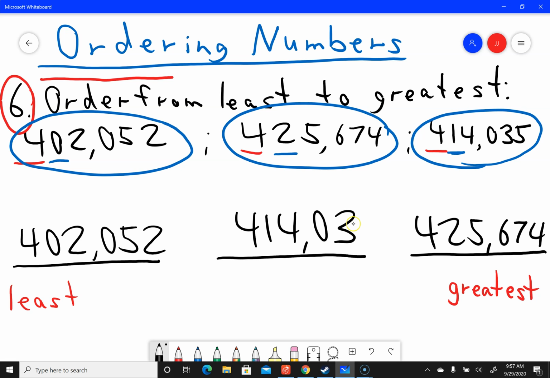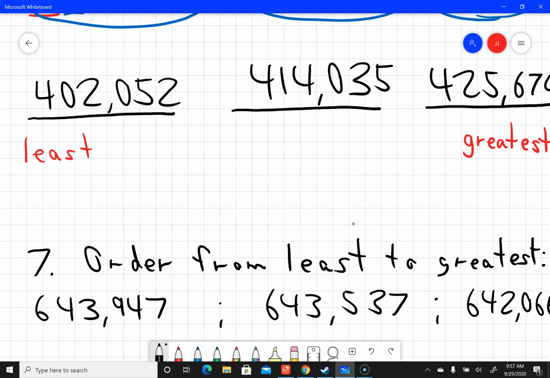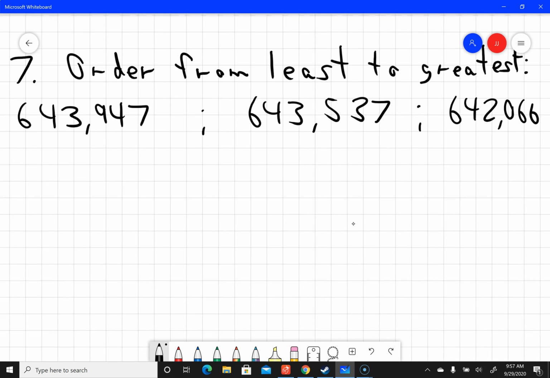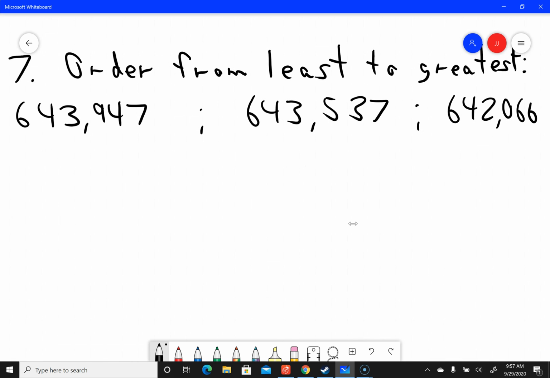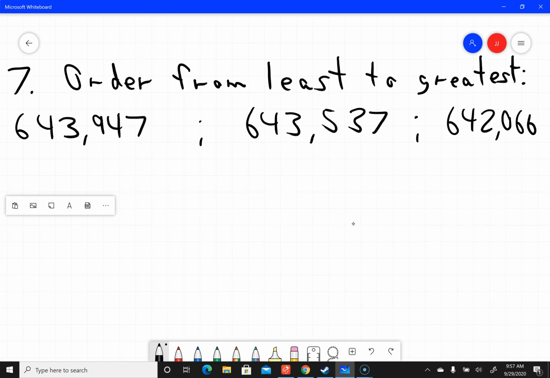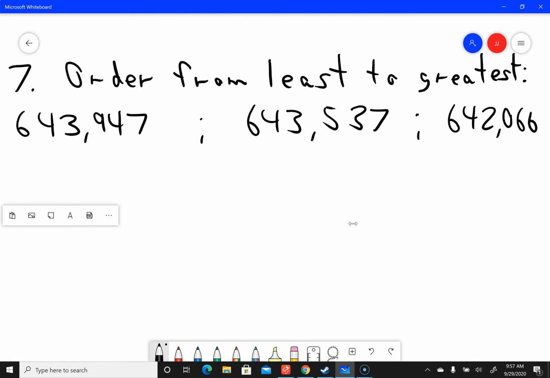414,035. If you need more time, pause please, and then write these down in your book, because you're going to finish this page today. Okay, example problem number 7 from the same page. We're still on page 31 in MyMath. We're going to look at problem number 7. Order from least to greatest. And we have 3 numbers there.